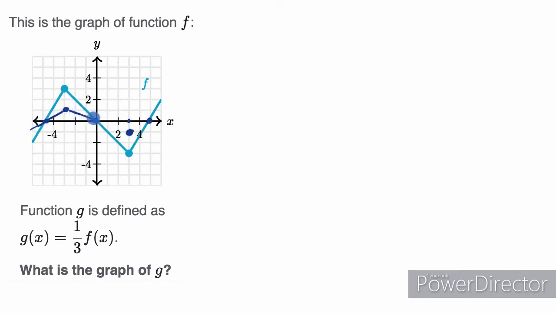And they did give us some dots that we can use as reference points. So the graph of g is going to look something like this. It gets a little bit flattened out or a little bit squished or smushed a little bit to look something like that, and you would pick the choice that looks like that. Let's do another example.